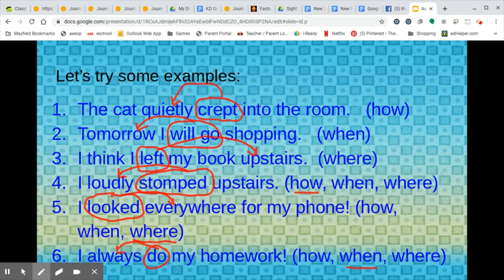So why do we use adverbs? We use adverbs to make our sentences a lot more exciting, more detailed. It gives us more details about how or when or where the action is happening. So make sure when you are writing, you not only have your nouns and your verbs in your sentences, but you also start to include some adverbs, because that's going to make your sentences much more exciting and detailed. Good luck.